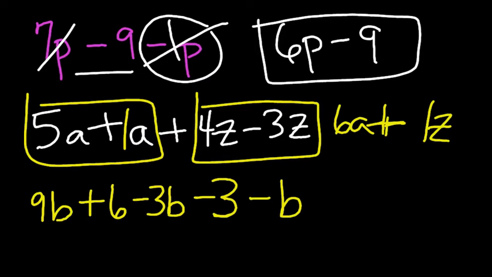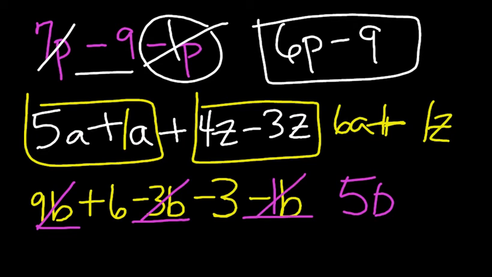Okay, next one. 9b plus 6 minus 3b minus 3 minus b. There's a lot of b's there. There's a 9b, a minus 3b, and a minus 1b. So 9b minus 3b, that's 6b. 6b minus 1b, that's a total of 5b. Then those are all done. We're done with those. Then we have 6 minus 3. Well, that's 3, so plus 3.